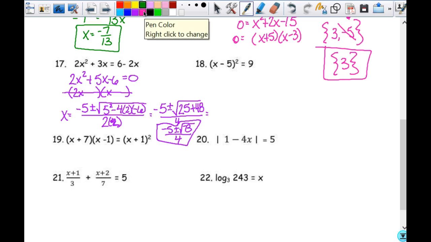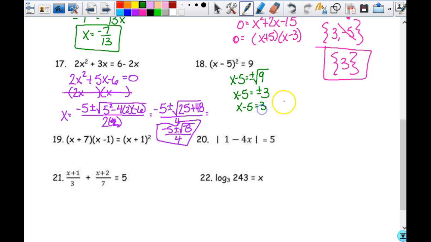Alrighty. So now, x minus 5 squared equals 9. I can take the square root of both sides. So this is going to give me x minus 5 equals plus or minus the square root of 9. So that means that x minus 5 is equal to plus or minus 3, because you can get either one is going to give you that 9. So this is going to give me x minus 5 equals 3, and x minus 5 equals a negative 3. So this is going to give me 8 and 2.